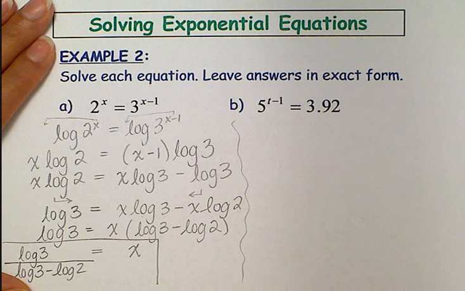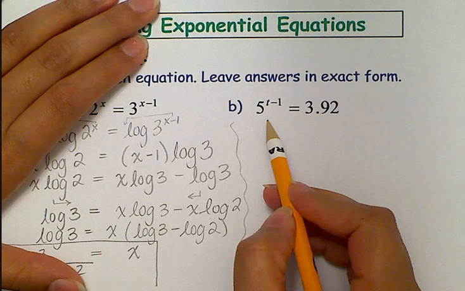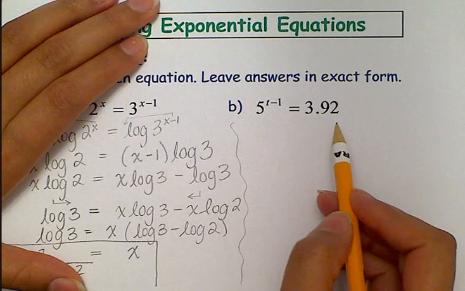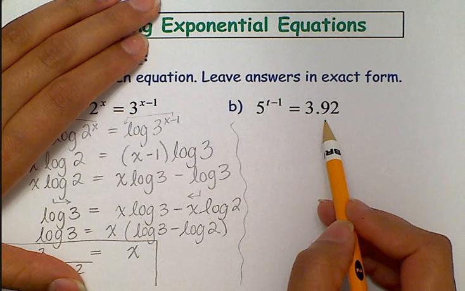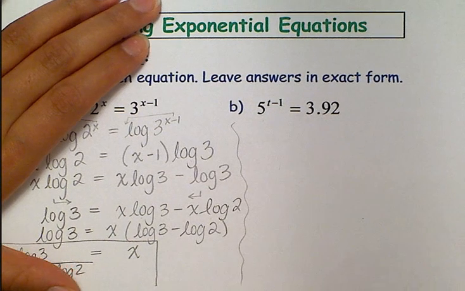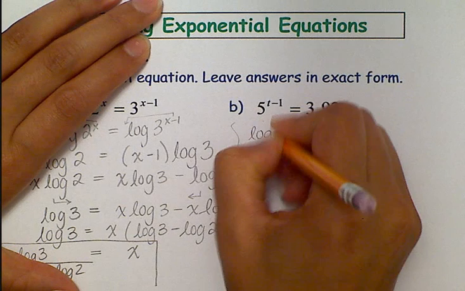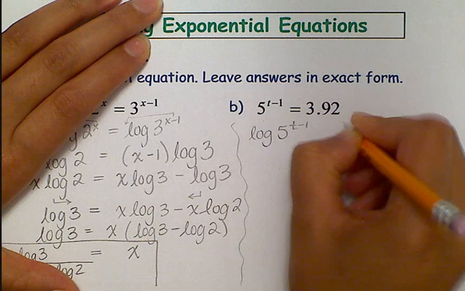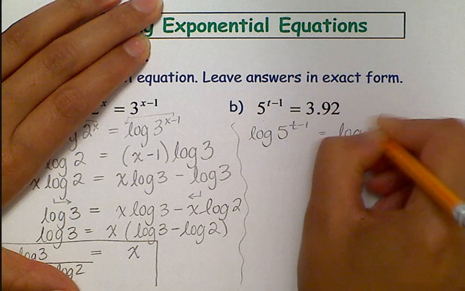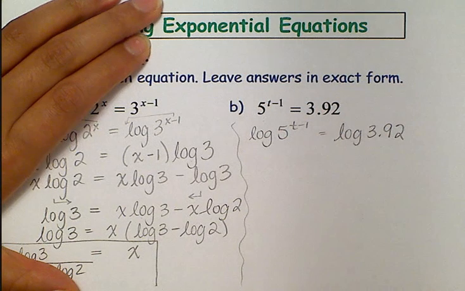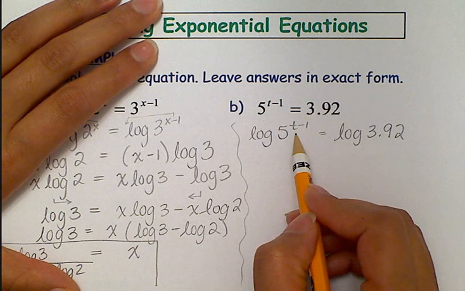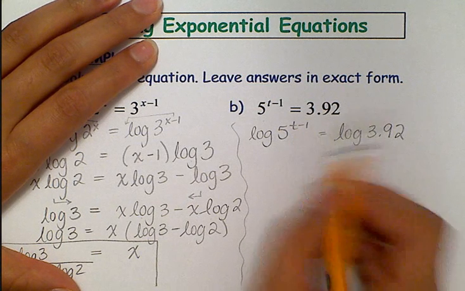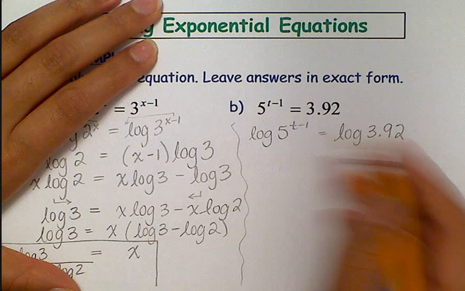Okay, so let's take a look at the next example. You'll see that we have one term on the left-hand side and one term on the right-hand side of the equation. And you'll also notice that there's no easy way for me to change 3.92 to a base of 5. So what I'll do instead is take the logarithm of both sides. And what we can do from now is actually bring down the exponent part, which is where the variable is that I'm trying to solve for. And so I'll bring down the t minus 1 using the power law of logarithms.